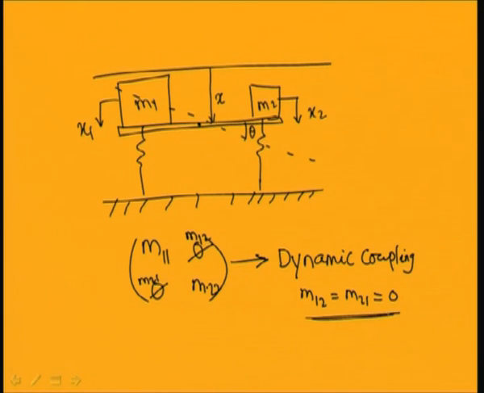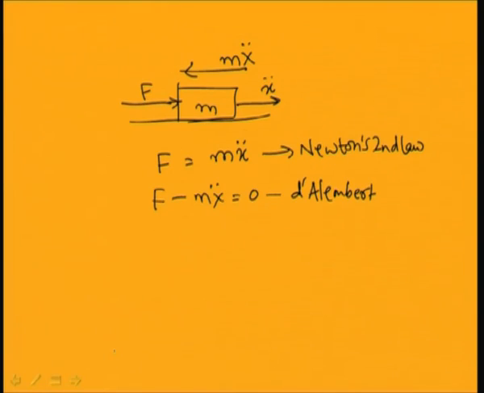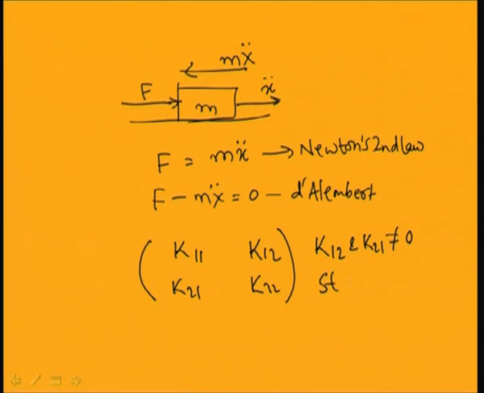Similarly, you can have static coupling of the system. In case of a static coupling, you will have the stiffness matrix coupled, that is, the stiffness matrix you can write in this form: K11, K12, K21, K22. So, in this case if K12 and K21 are not equal to 0, the system is statically coupled, and if this term and this term are equal to 0, then this system is known as a statically uncoupled system.